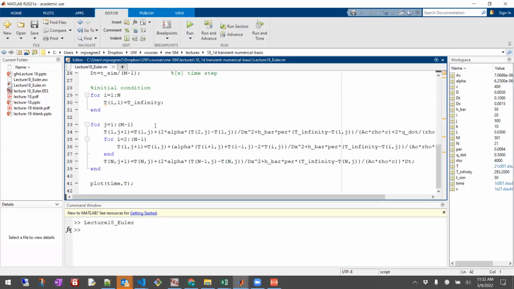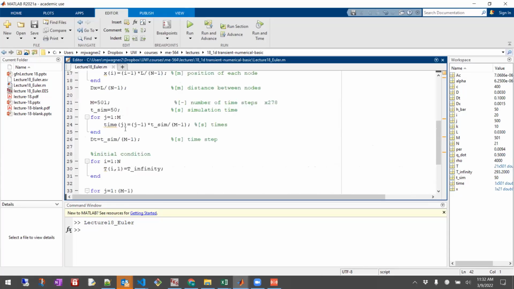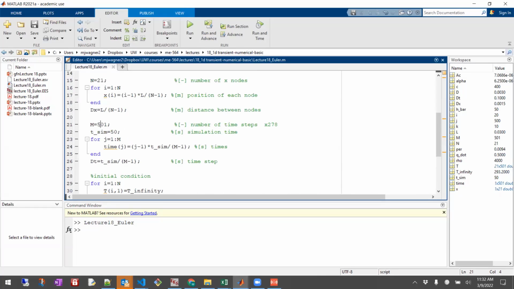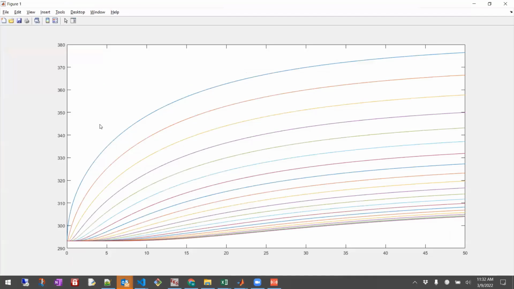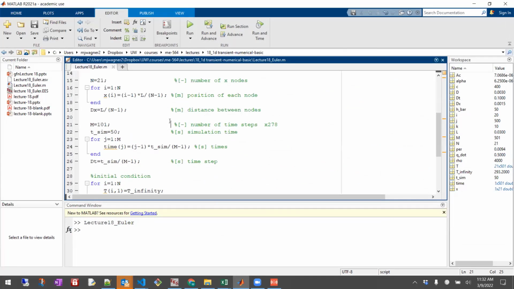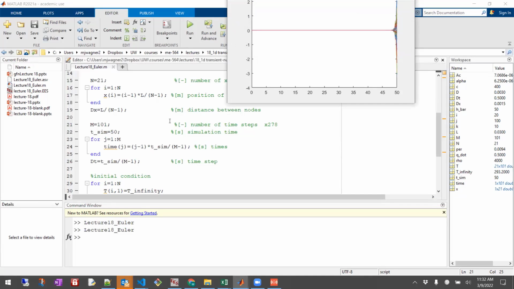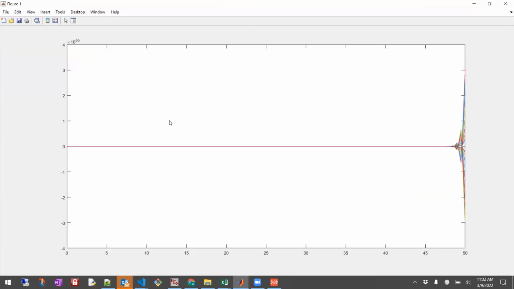So in this solution, I've used M equals 501 nodes. So let's say I decided to do 101 nodes instead. So let's see what the solution looks like there. It clearly becomes unstable. And if you can't see it, the y-axis is that number times 10 to the 65th power. So it's obviously garbage, right?